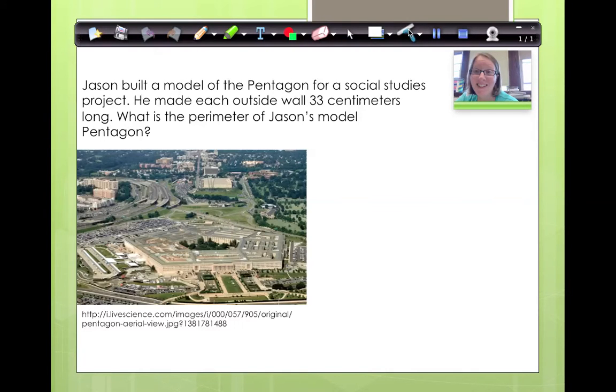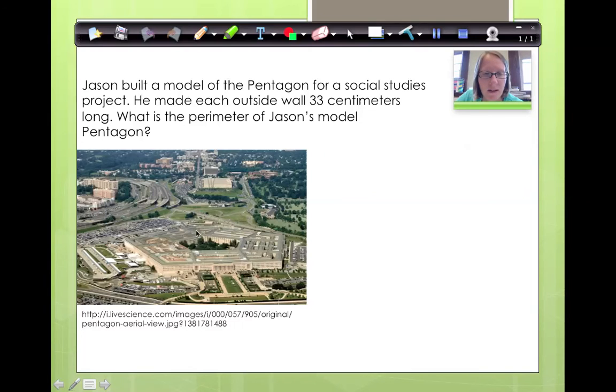Now, this is kind of cool. We've been talking about this a lot in our class. So, Jason built a model of the Pentagon for a social studies project. He made each outside wall 33 centimeters long. What is the perimeter of Jason's model Pentagon? Now, I wanted you to see a real picture of the Pentagon. Now, this is a photo that I borrowed off of the internet. This is the link where you can find it right here.